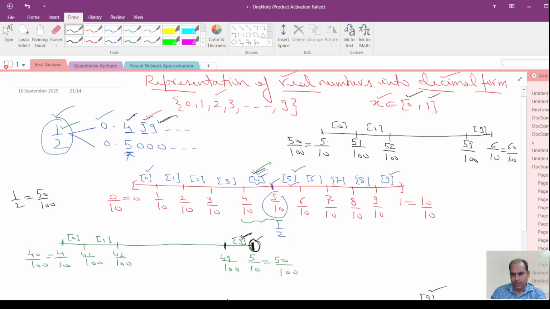We can observe that 5 by 10, or say 50 by 100, this half, is basically 50 by 100 here. So, it lies in the first part and also it is the extreme point of this interval. If we keep on dividing, it will always be in the first part. This is the reason why the rest of the digits are zeros.